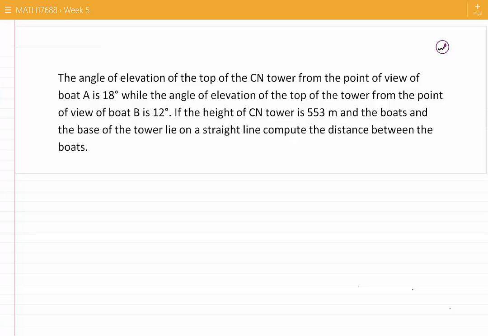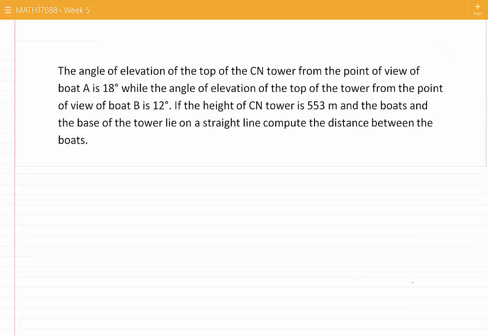The angle of elevation of the top of the CN tower from the point of view of boat A is 18 degrees, while the angle of elevation of the top of the tower from the point of view of boat B is 12 degrees. If the height of CN tower is 553 meters and the boats and the base of the tower lie on a straight line, compute the distance between the boats. The key to solving questions of this kind is a proper illustration.